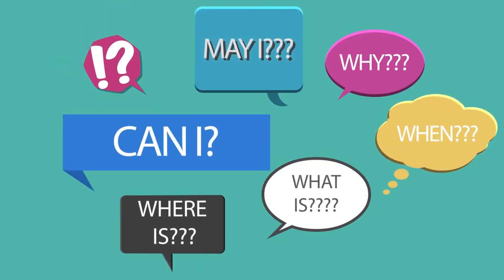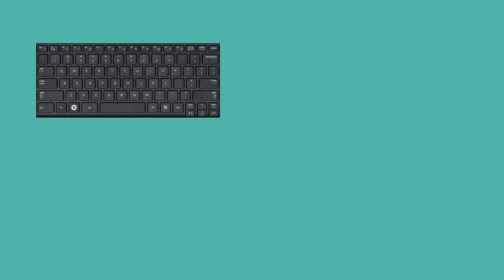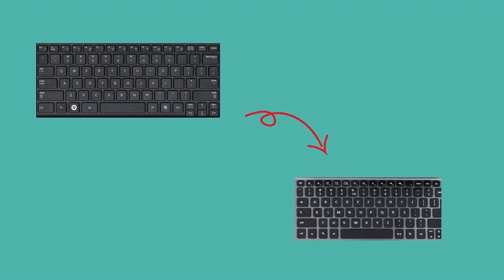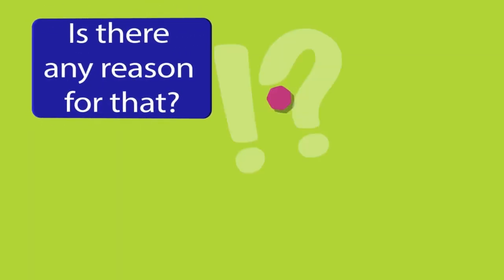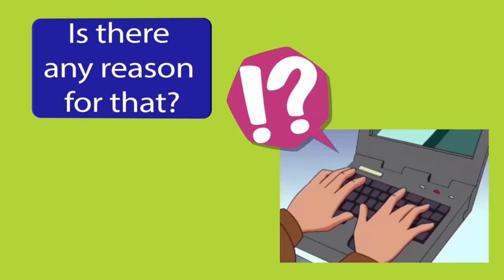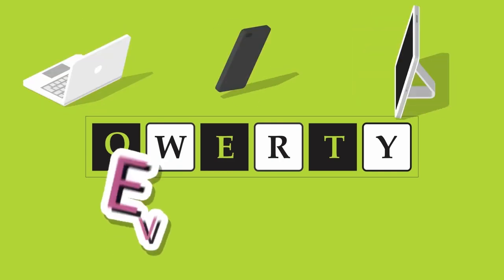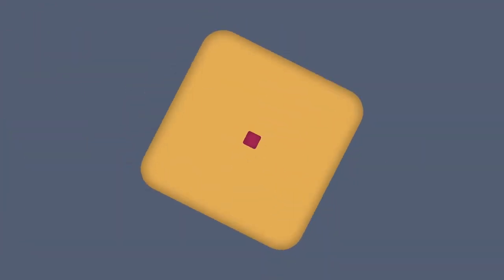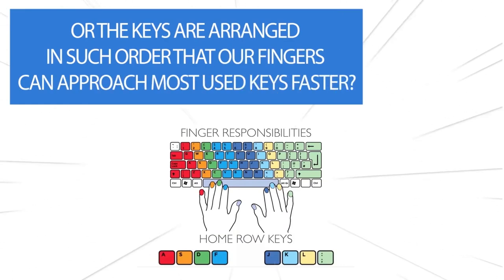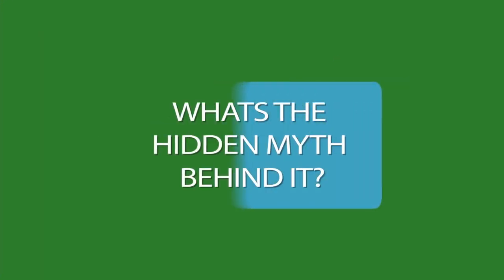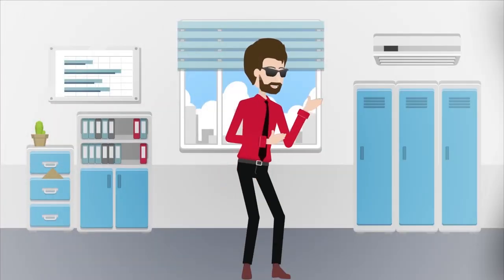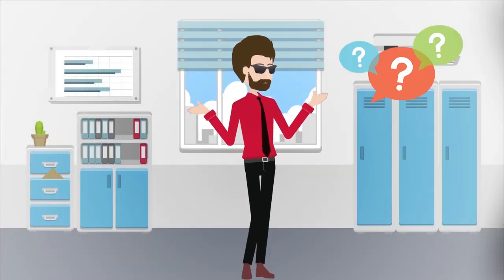Ever wondered why your keyboard is like this, and not like this? The answer has a lot to do with this. Is there any reason that the unarranged keyboard helps you type fast? And why did they make such a keyboard that is used everywhere today? Or are the keys arranged in such an order that our fingers can approach the most used keys faster? Is there any myth? If yes, then what's the hidden myth behind it? We're here to answer these questions in your mind.